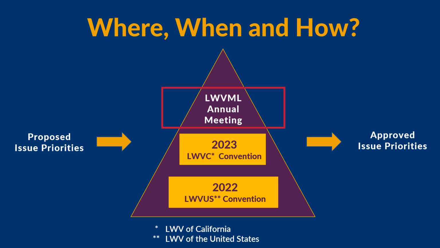Local leagues like ours conduct program planning meetings annually. The membership submits their priorities to the board to develop a recommended program. That program is then proposed for membership approval at the annual meeting in June.